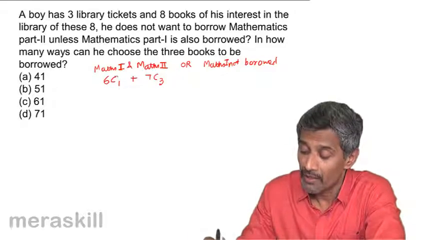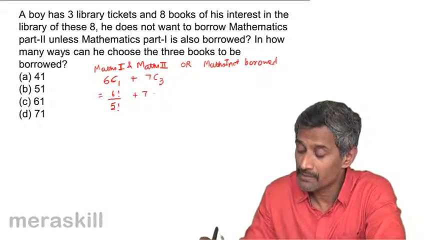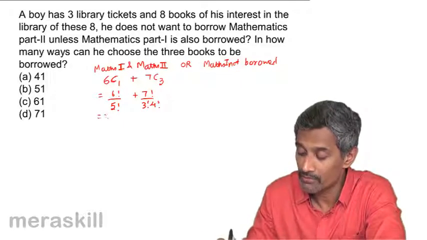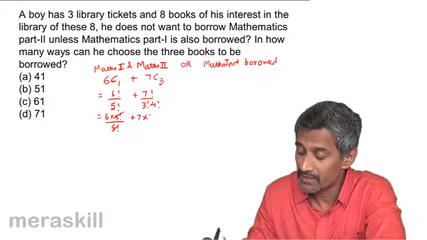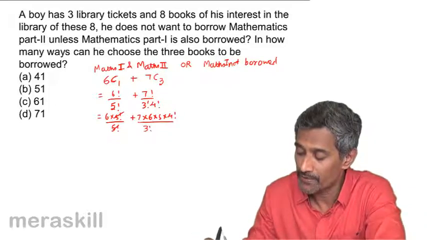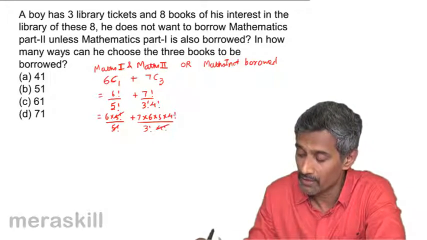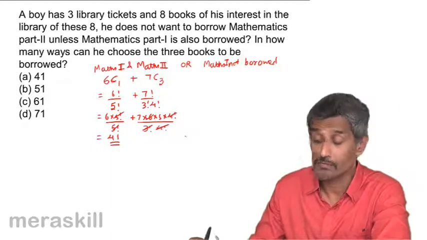So this turns out to be 6 factorial upon 5 factorial plus 7 factorial upon 3 factorial into 4 factorial, which would be 6 into 5 factorial upon 5 factorial, that is 6, and 7 into 6 into 5 into 4 factorial upon 3 factorial into 4 factorial. This turns out to be 35 plus 6, 41 ways in which the books can be borrowed.